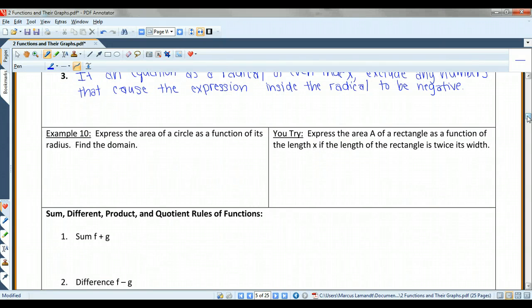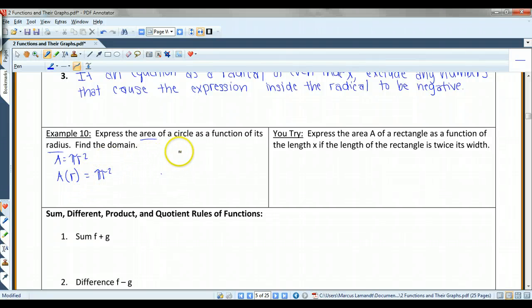Example 10. Express the area of a circle as a function of its radius and find the domain. So hopefully you guys remember the area of a circle is pi r squared. And that there is the area of a circle as a function of its radius. You could even write A of r, since r is the variable inside the equation. Doesn't really matter.